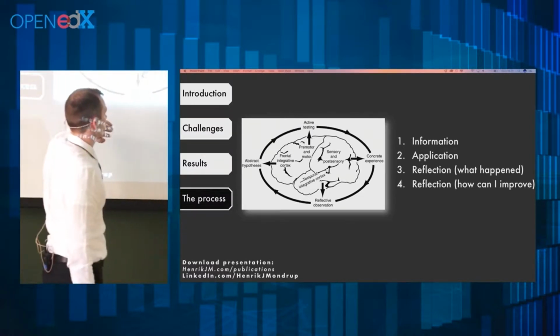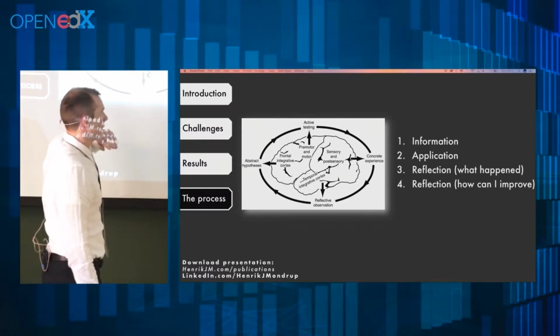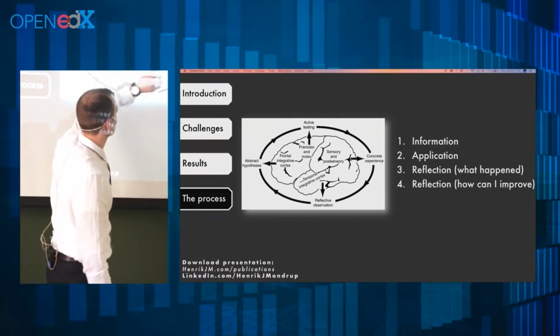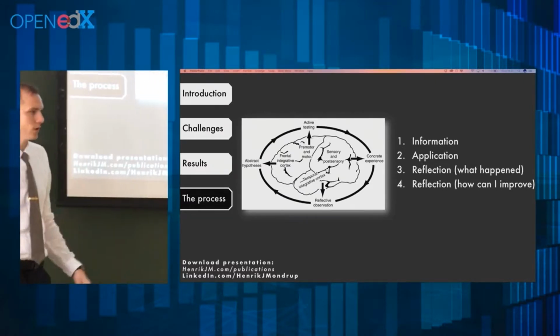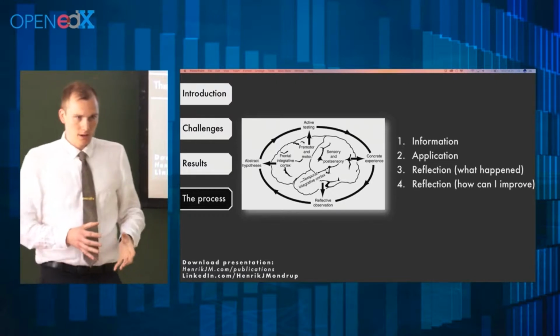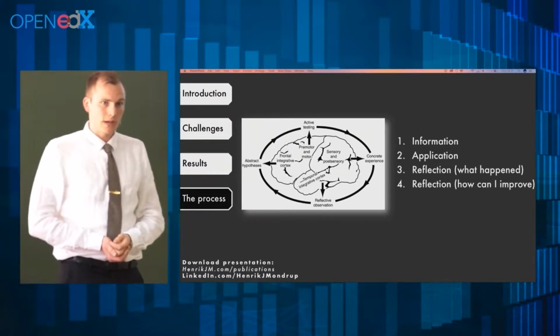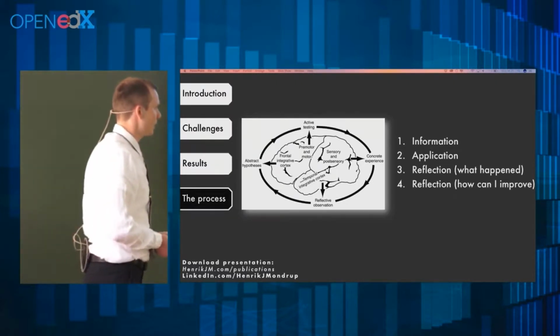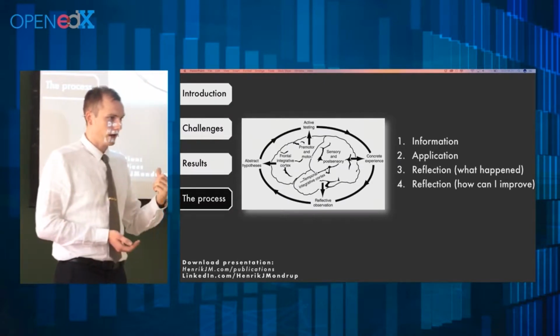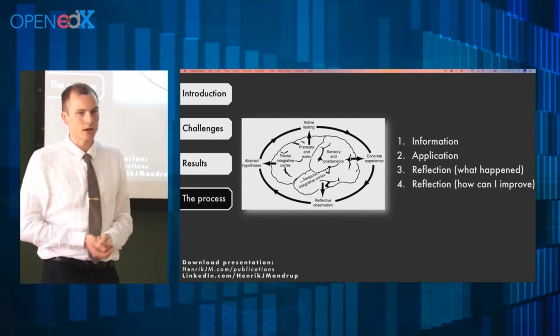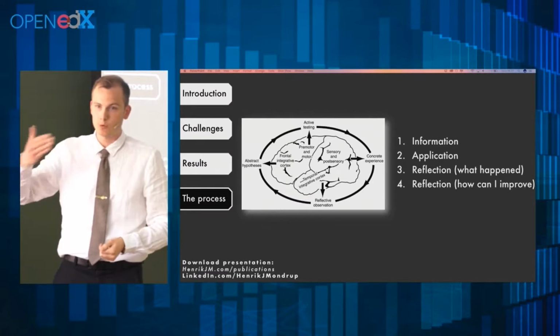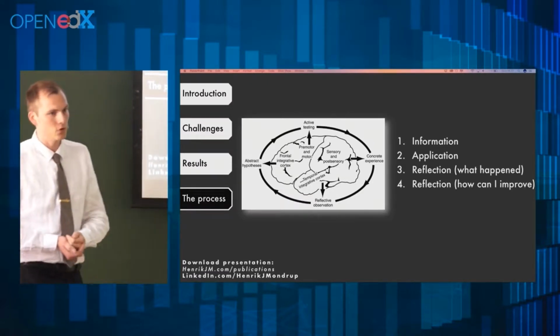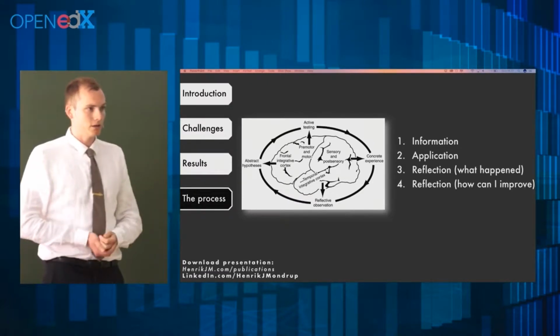And just to sum up, there are four main areas of the brain. One is stimulated when you get information, one when you use this information or tools in practice and get some experience, and then also when you reflect upon what happened, and then more abstract reflection about how you can improve in the future, next time you apply this tool in practice.